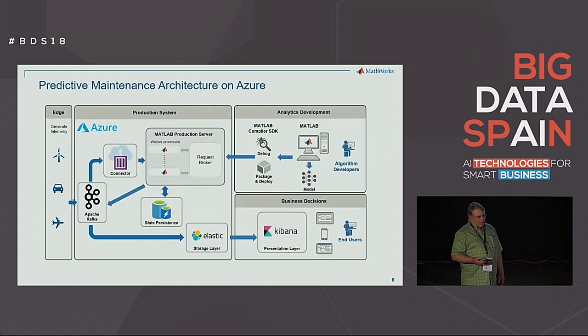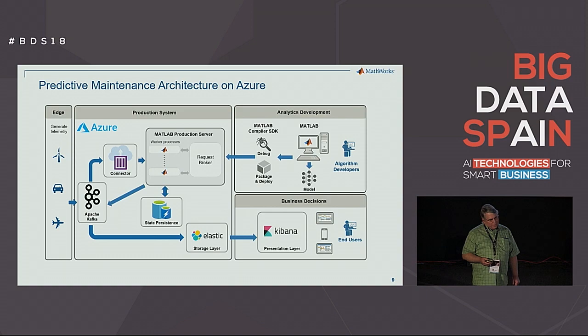So this is a quick look at the architecture that we're going to build. I'm not going to describe that too much right now. We're going to come back to this a few times during the talk. We've built out a system that basically has four basic parts. Over on the left side, there are our assets, which in this case are our pumps. They stream data into a production environment, and this is something that we've built on the Azure cloud.